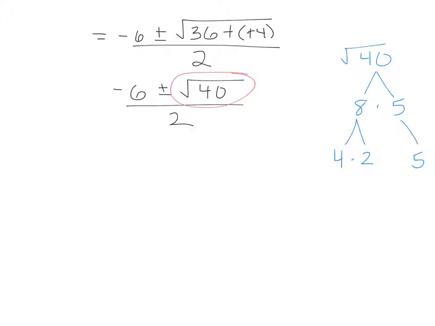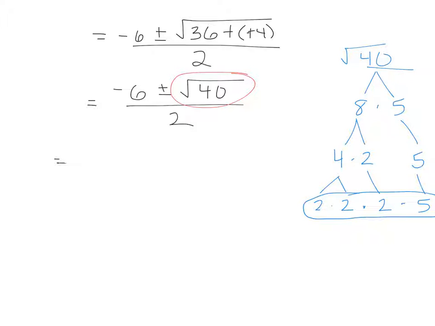Now I'm going to look at each factor again. So 4 can be written as 2 times 2. 2 is already a prime number, so I'll bring that down, and then 5 is already a prime number, so I'll bring that down again. These are now all prime numbers, or prime factors. So when I multiply 2 times 2 times 2 times 5 together, I should get 40. So I'm going to rewrite the square root of 40 as the square root of 2 times 2 times 2 times 5.